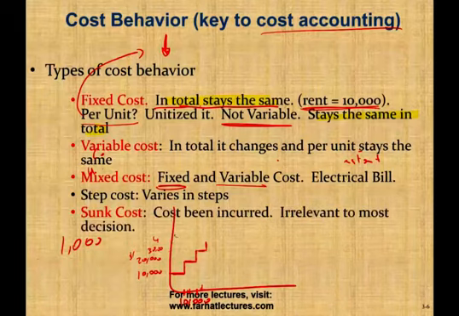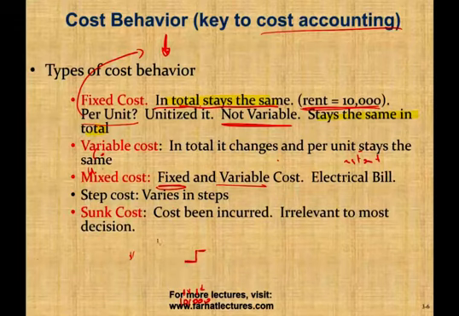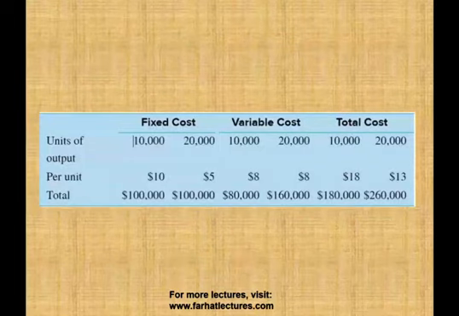Another concept we're going to be working with throughout the semester is sunk cost, cost that has been incurred. What do we need to know about sunk cost? It's irrelevant to most decisions. We bought something in the past, and we can no longer change that decision. It's considered a sunk cost. Therefore, when we are making a decision now, we ignore it. We'll talk about sunk cost later on when we are making cost decisions.